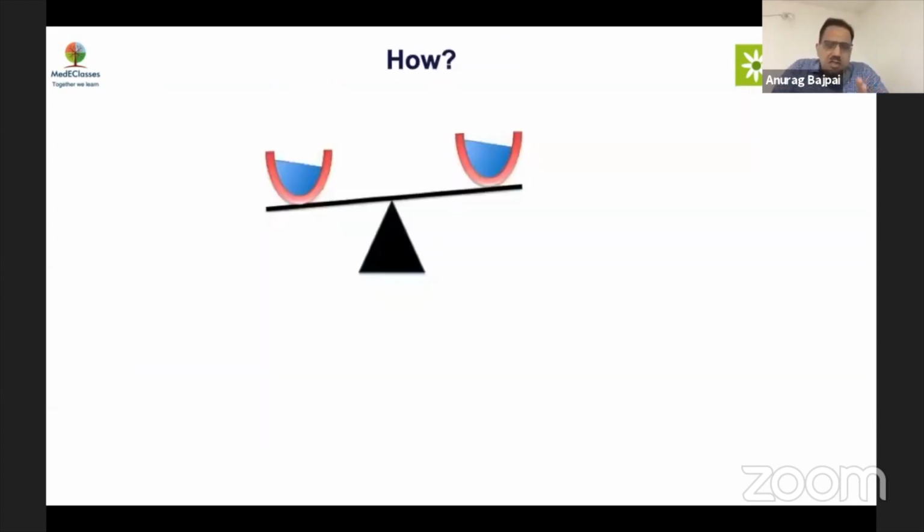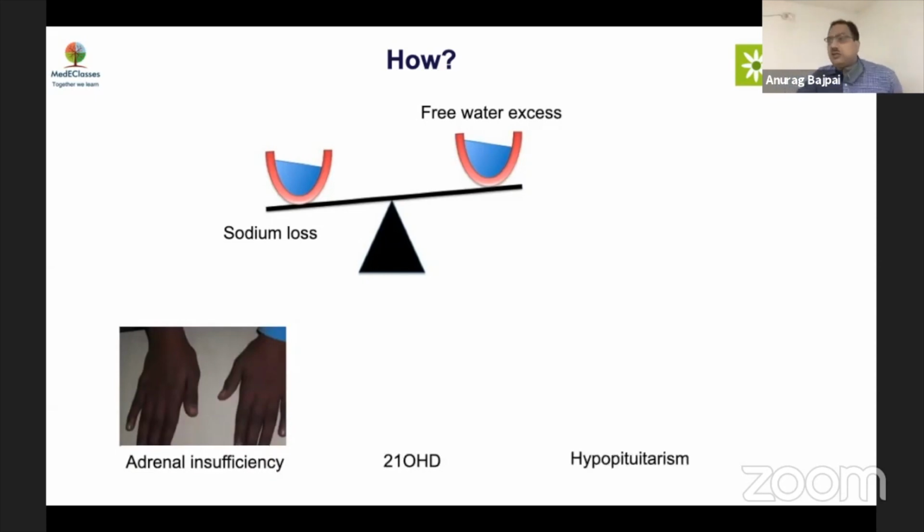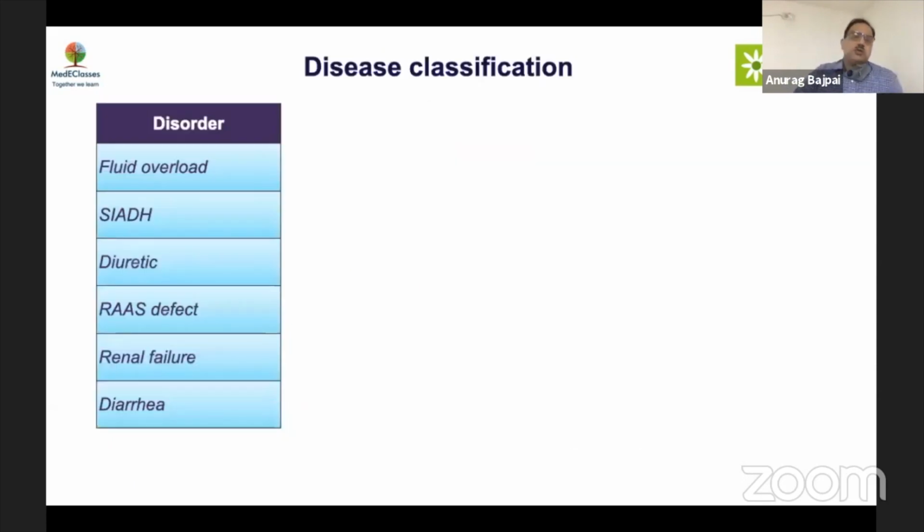So when you're assessing somebody with low sodium, look at hydration. If there is too much hydration, it is free water excess. If there is too little hydration, it is sodium loss. The other thing to look at is pigmentation, which suggests adrenal insufficiency, DSD, which will suggest 21-hydroxylase deficiency, and micropenis, which will indicate hypopituitarism. So if you want to classify, look at these parameters.